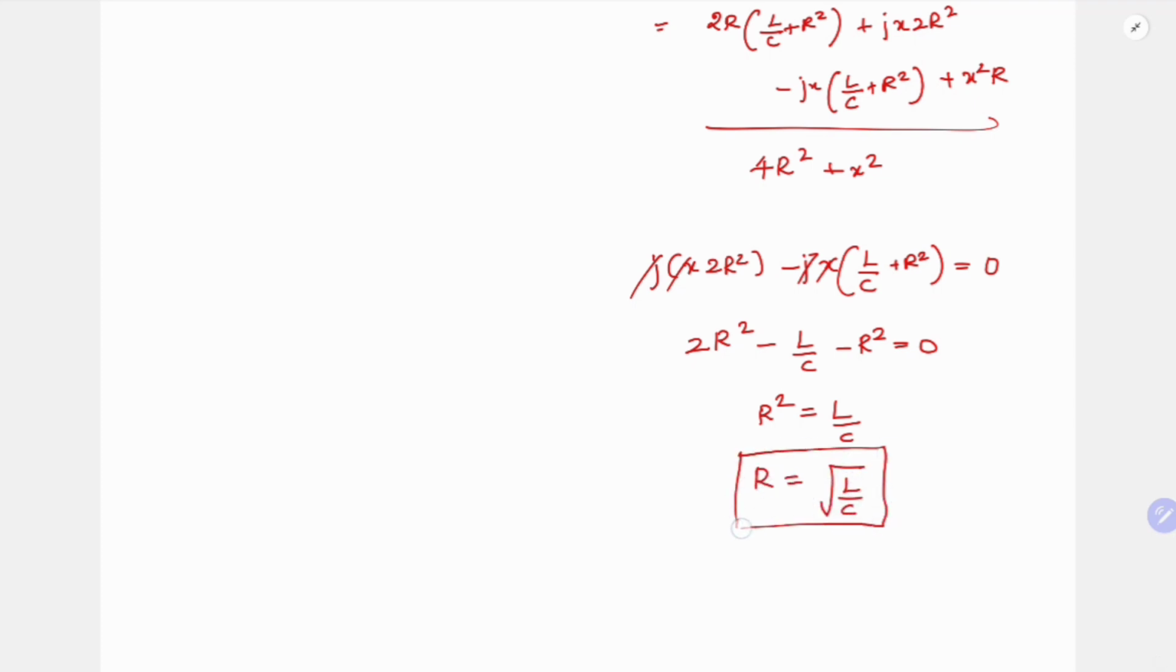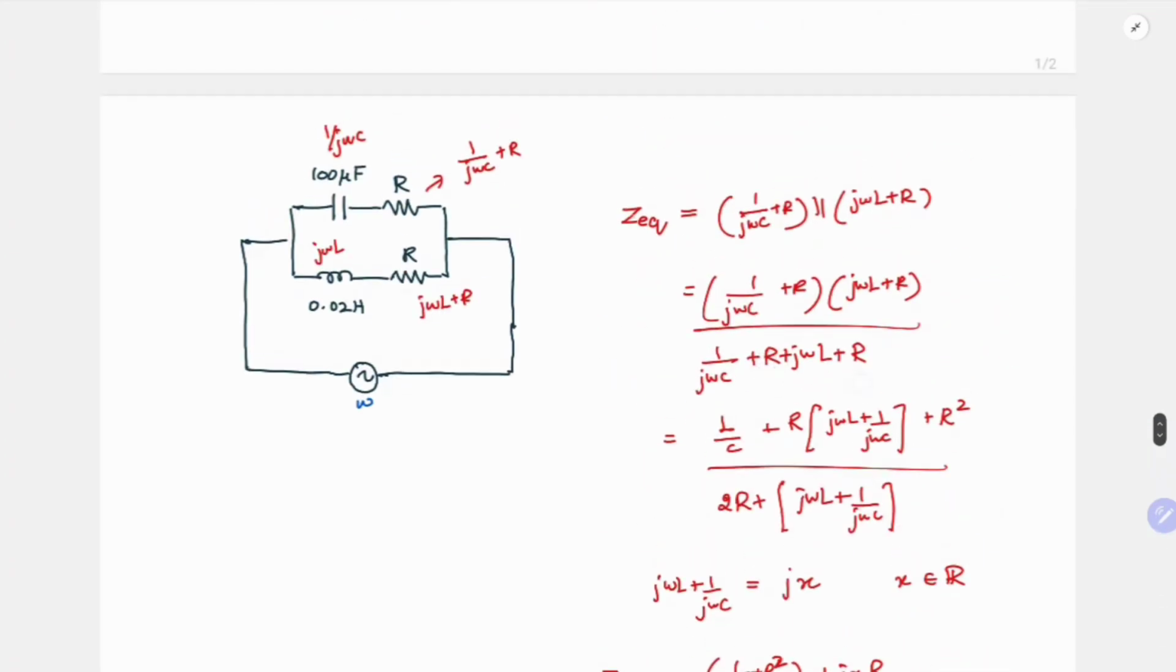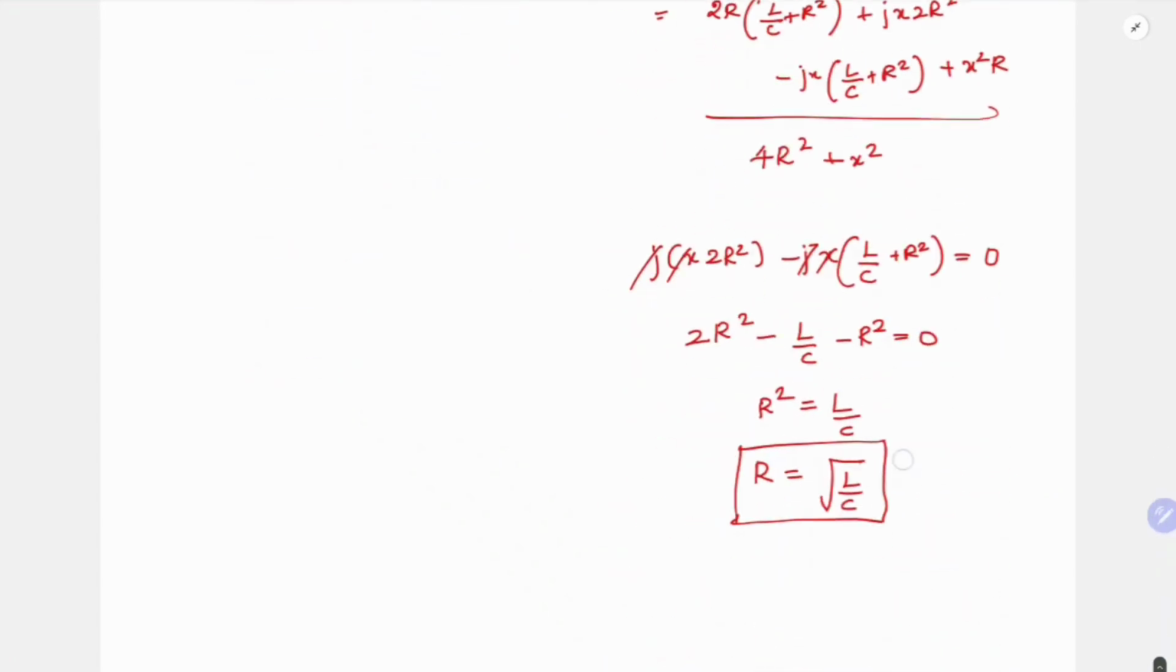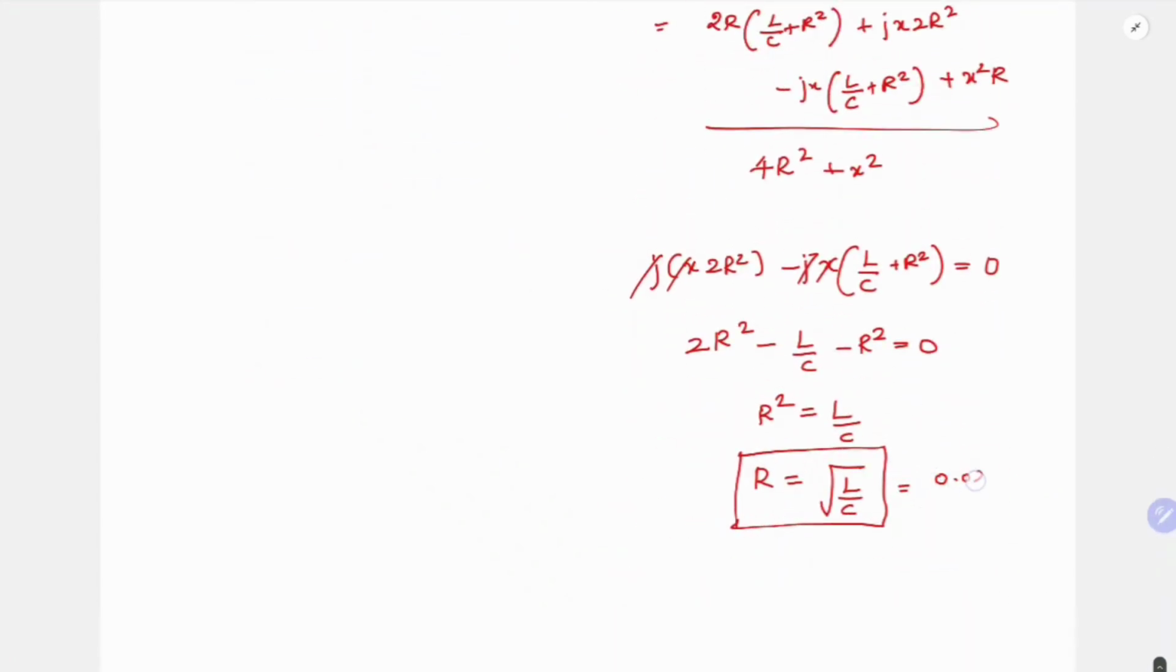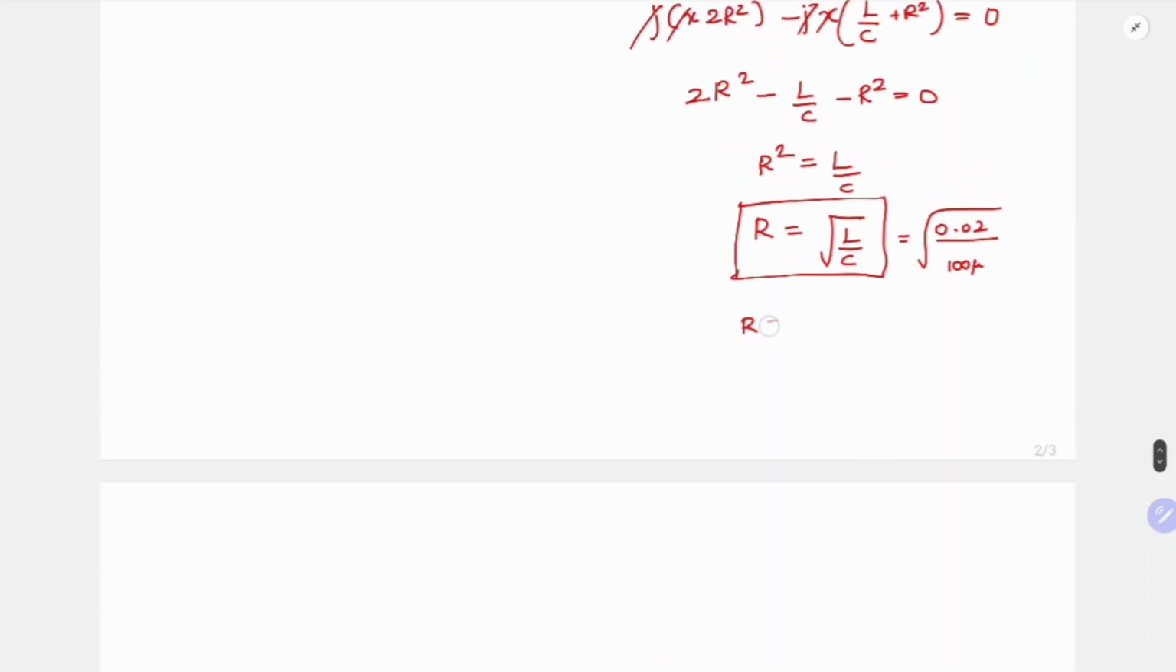So this is the value of R for which at all frequencies your impedance has only a resistive part and your admittance has only a conductive part. Okay, so your C is 100 micro and L is 0.02. So 0.02 by 100 micro. Your R is root of 2 into 10 power minus 2 by 10 power minus 4. So this is root of 2 into 10 power 2. So it is root 2 into 10. This is 1.414 into 10, which is equal to 14.14 ohms.